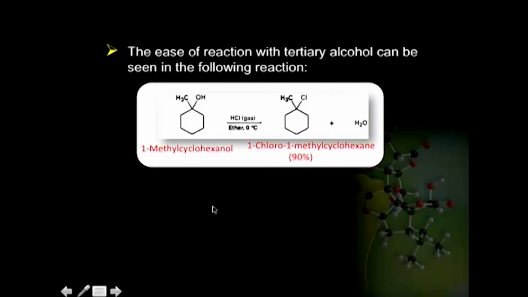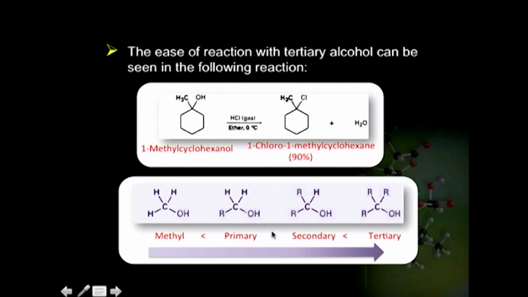So, the ease of reaction with tertiary alcohol can be seen also in this example, where we use the methyl hexanol. We have a tertiary carbon here, which when treated with HCl at 0 degree centigrade, we get the tertiary carbon substituted chloro compound, and this is almost in 90% of the yield. So, similar to the case of alkanes, what we find here is that the tertiary alcohols find maximum reactivity. Methyl alcohol, which does not have a carbon or an alkyl group adjacent to it, is the least reactive, which is less reactive as compared to the primary alcohol. Primary alcohol is the one which has one alkyl group attached to it, which is lesser reactive as compared to secondary alcohol, and then which is again lesser reactive as compared to tertiary alcohol.